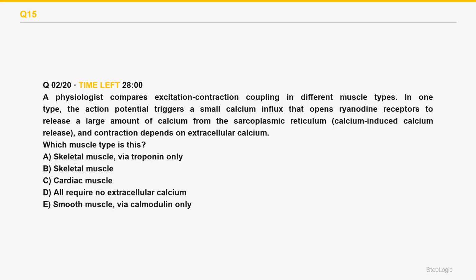Which muscle type is this? A physiologist compares excitation-contraction coupling in different muscle types. In one type, the action potential triggers a small calcium influx that opens ryanodine receptors to release a large amount of calcium from the sarcoplasmic reticulum, calcium-induced calcium release, and contraction depends on extracellular calcium. Read the command, which muscle type? Calcium-induced calcium release dependent on extracellular calcium: cardiac muscle.